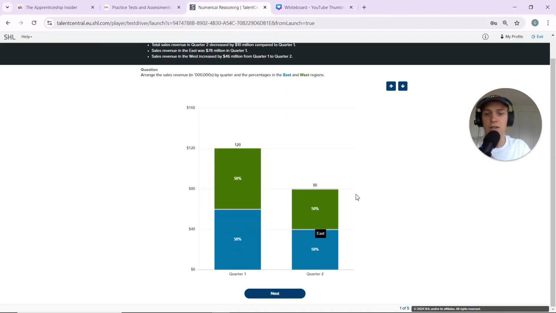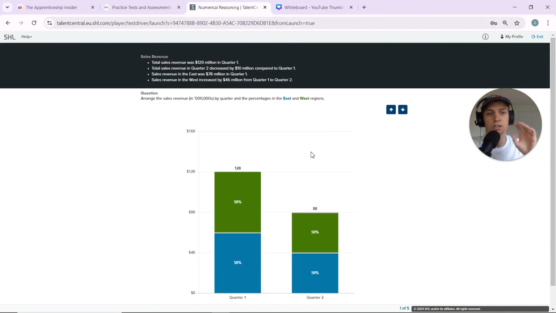Forget about putting your answer in for now and changing the bar chart. Just focus on working out this table. Then you'll have all the data. Then go and put all the questions in.